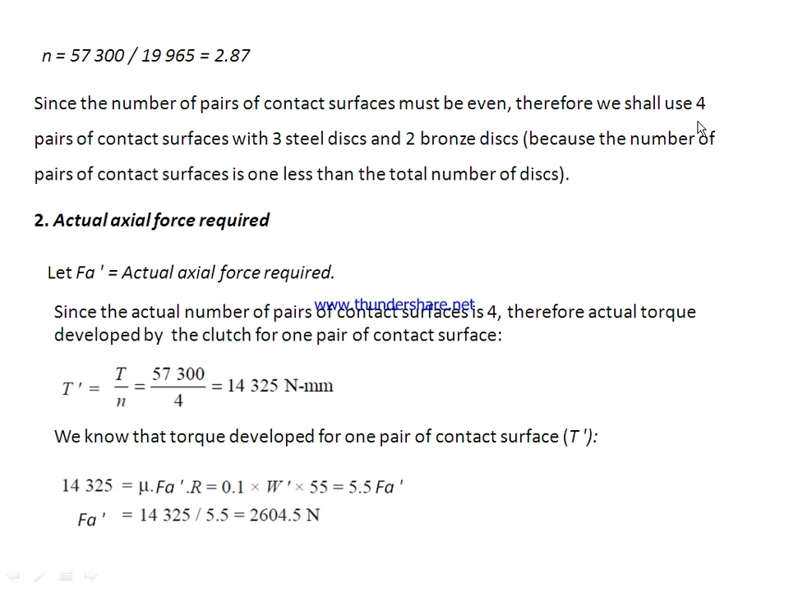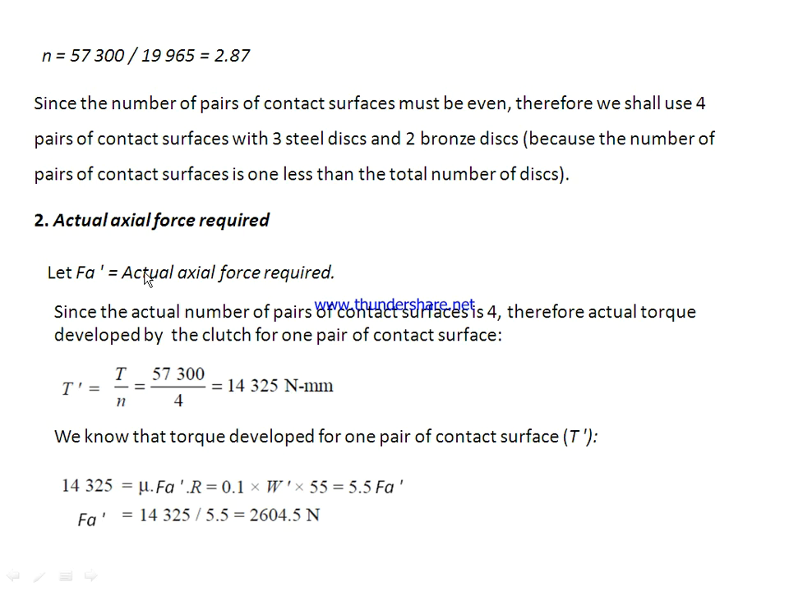Out of these, 3 will be of steel and 2 will be of bronze disc, because the number of pairs of contact surfaces is 1 less than the total number of discs. So this is 5, minus 1 means you will get 4. So you will see n1 plus n2 minus 1, 3 plus 2 minus 1 is equal to 4.